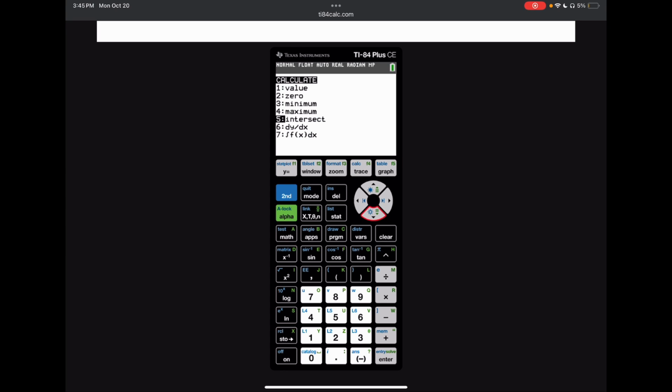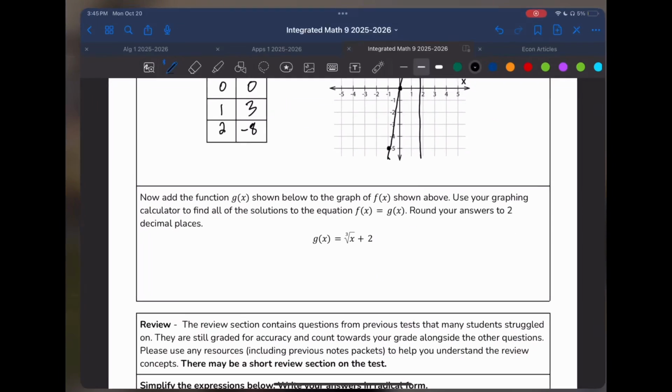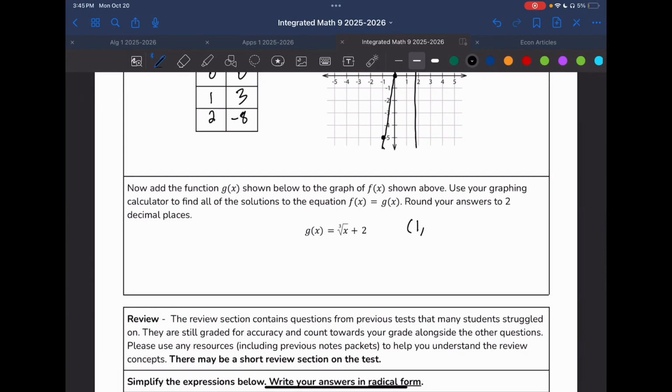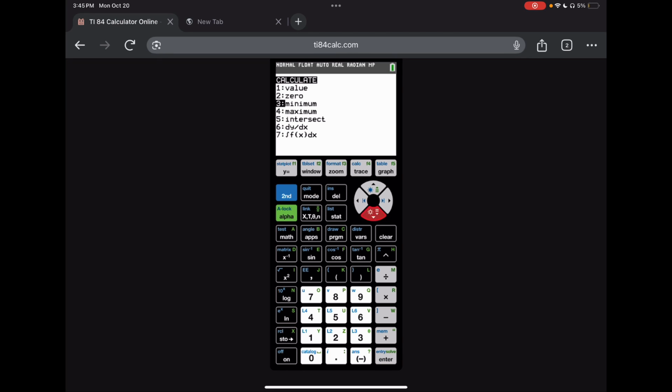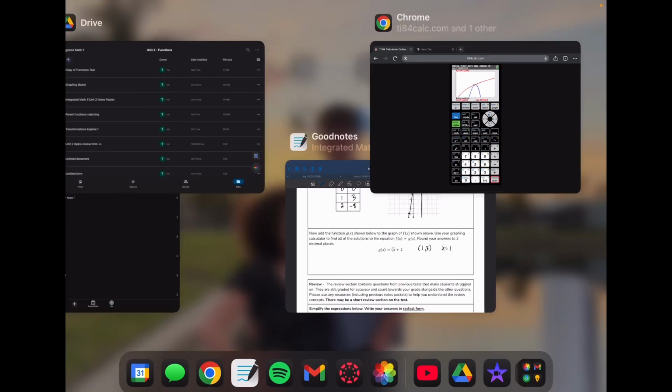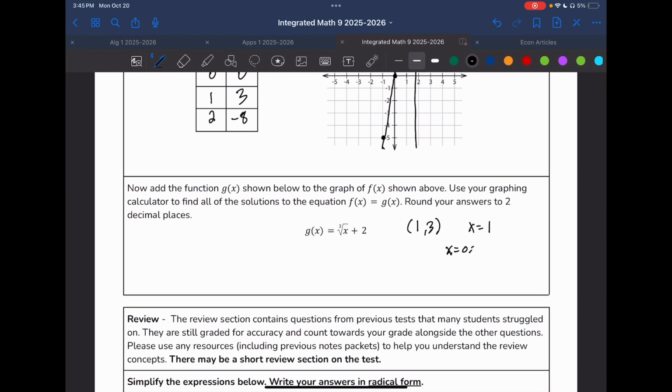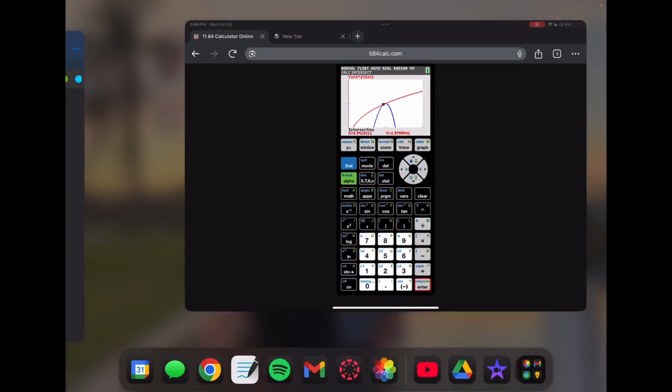So if we go second calc, trace, intersect, first curve, second curve, guess, intersection, we can see that one of the intersections is at 1, comma 3. So that occurs when x is equal to 1. And the other one that is just to the left of it, second calc, intersect, just to the left of it, enter, enter, enter, is when x is equal to 0.94. That intersection point is 0.94, comma 2.98.